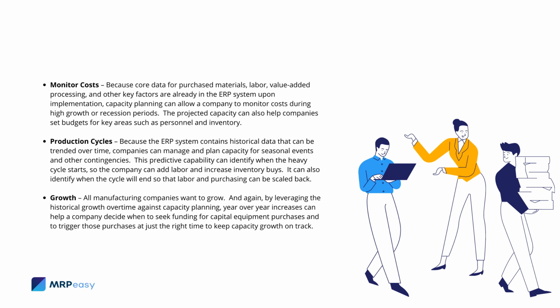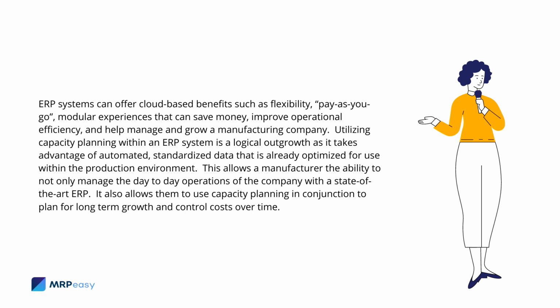Growth. All manufacturing companies want to grow, and again, by leveraging the historical growth over time against capacity planning, year-over-year increases can help a company decide when to seek funding for capital equipment purchases, and to trigger those purchases at just the right time to keep capacity growth on track. ERP systems can offer cloud-based benefits such as flexibility, pay-as-you-go, modular experiences that can save money, improve operational efficiency, and help manage and grow a manufacturing company.